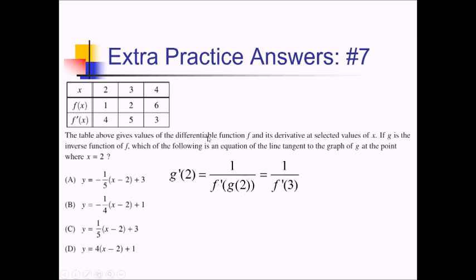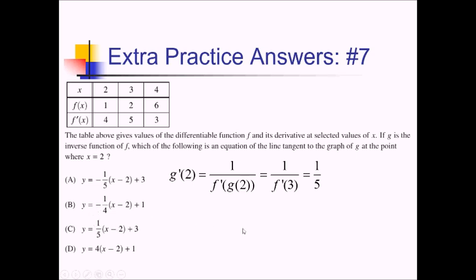And what is f prime of 3? Well, that's right out of the table here. That's going to be 5. So this is 1/5. Okay, so that's going to be the slope of our tangent line. And looking at the answer choices, there is only one answer with a slope of 1/5, and that's choice C. But let's just keep going here.